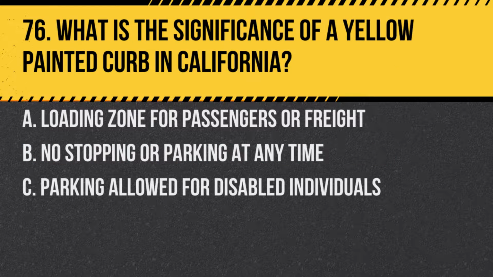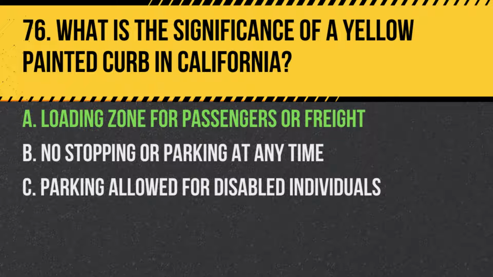Question 76. What is the significance of a yellow painted curb in California? A. Loading zone for passengers or freight. B. No stopping or parking at any time. C. Parking allowed for disabled individuals. Answer: A. Loading zone for passengers or freight. A yellow curb indicates a loading zone, often with time limits.